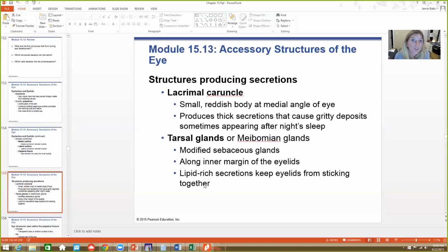The tarsal glands or meibomian glands, these are little sebaceous glands that are within the inner margin of our eyelids, just right underneath our eyelashes, having this fatty, lipid-rich secretion to help prevent our eyelids from sticking together.